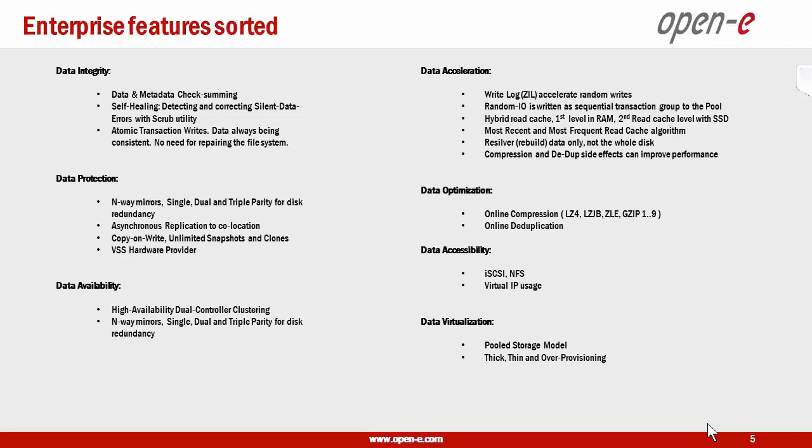Random I/O is written as a sequential transaction. Everything collected over 5 seconds into the write cache is formed into a transaction group and moved in a sequential way to the pool. So the pool mostly does not need to be extremely fast, especially in random, and everything will still behave like very good random performance.